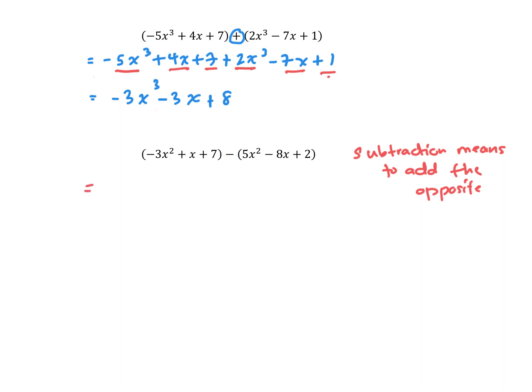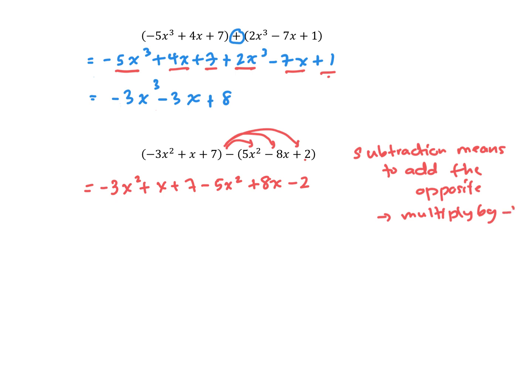So the first bracket, we don't need that bracket. There is nothing in front of that bracket, so all the terms in the bracket are going to stay the same. In the second bracket, we want to remove the brackets, and we want to take the opposite of all those terms. So 5x squared is positive, so I'm going to take the opposite, so now it's negative. Negative 8x becomes positive 8x, and positive 2 becomes negative 2. So it's kind of like, well, it is like multiplying by negative 1, right? I'm taking the opposite of all those terms.